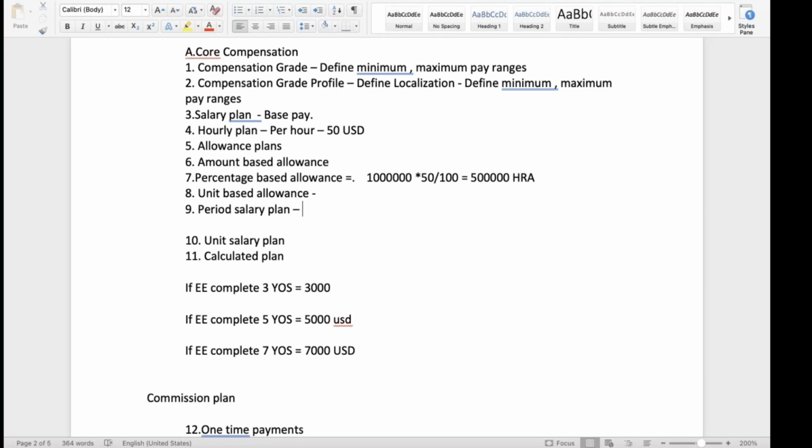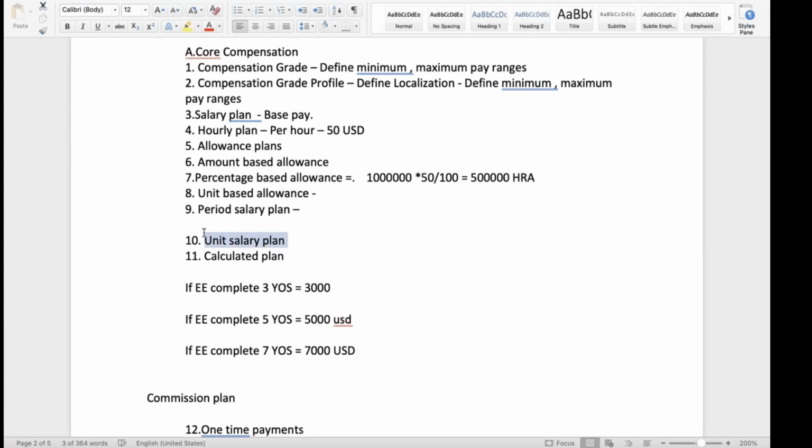If a cab person has driven the car for 100 kilometers, each kilometer is, let's say, 9 rupees or 6 rupees. So 100 kilometers multiplied by 9, 900 rupees the cab person will get. There is no fixed amount. Based on the kilometers you have achieved on a daily, weekly, or monthly basis, the amount will be paid. If you have such requirements, then the unit salary plan will be suitable.